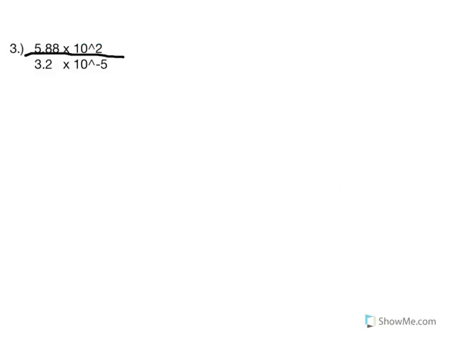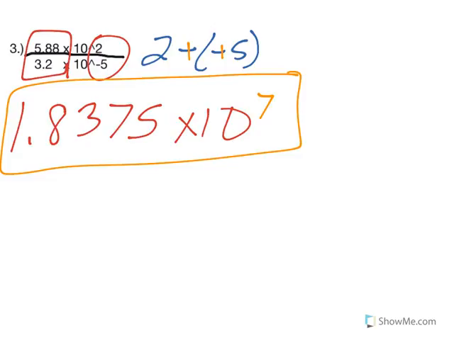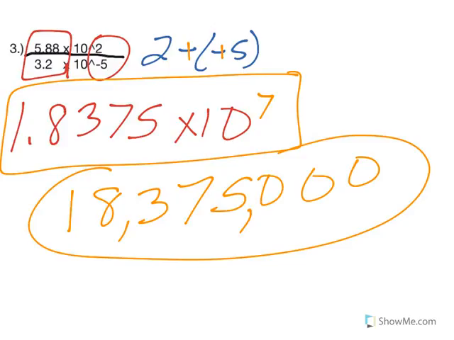Number 3 is already written for us in this form, so I will divide in vertical form. 5.88 divided by 3.2 is 1.8375. And then if I subtract my exponents, I'm going to take 2 minus negative 5. So 2 negatives is a positive, and my exponent should be 7. And to go to standard form, I'm going to go 7 places to the right. So 1, 2, 3, 4, 5, 6, 7. Throw in some commas, and there's my standard form.